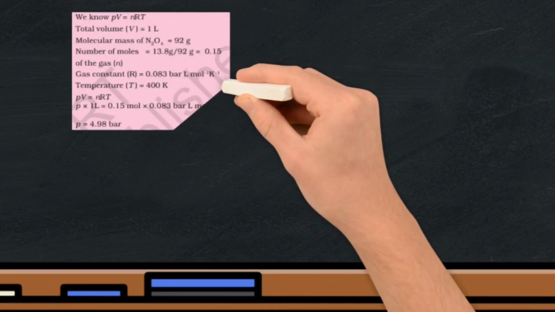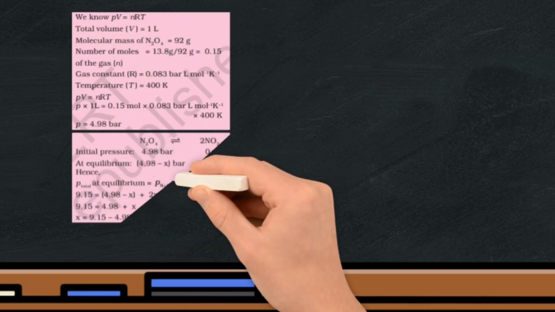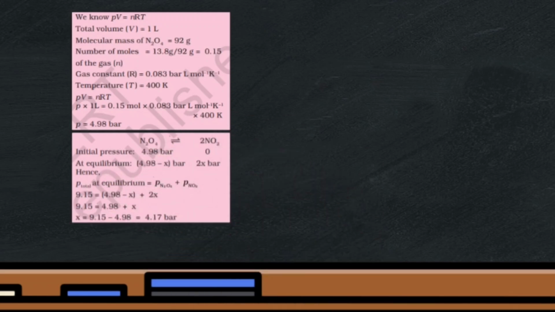We already know that PV is equal to nRT. And the given data are total volume, which is given as 1 liter. We know that molecular mass of N2O4 is 92 grams. Number of moles can be calculated by the formula given mass by molar mass. The given mass of N2O4 is 13.8 grams and the molar mass of N2O4 is 92 grams, which is equal to 0.15 moles. So n is 0.15.